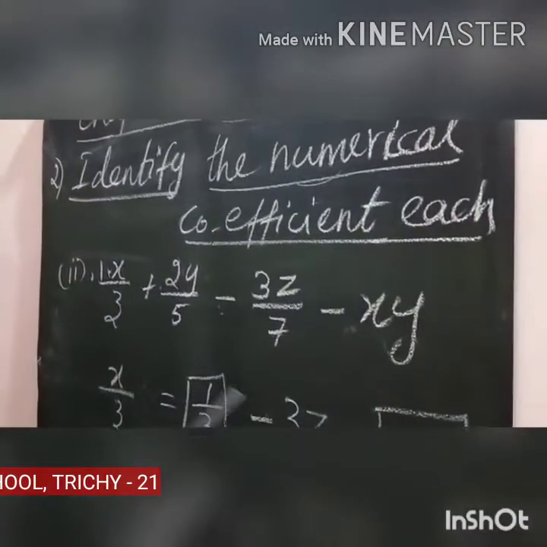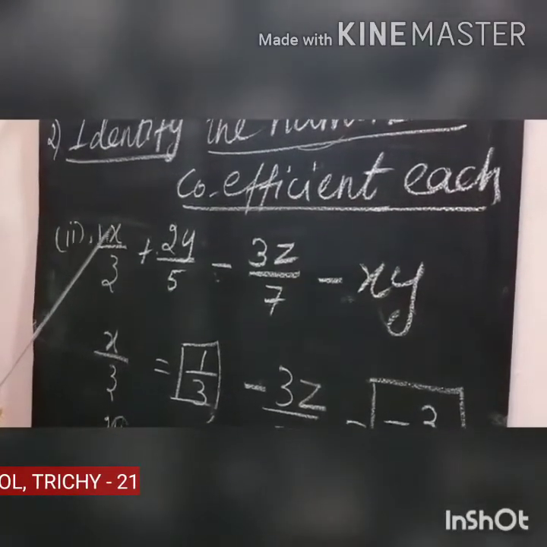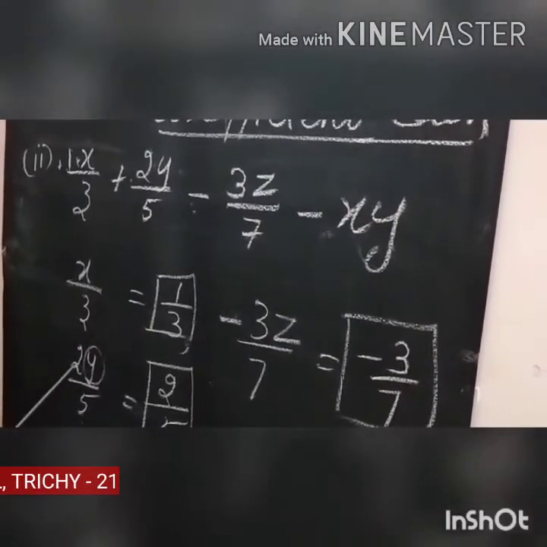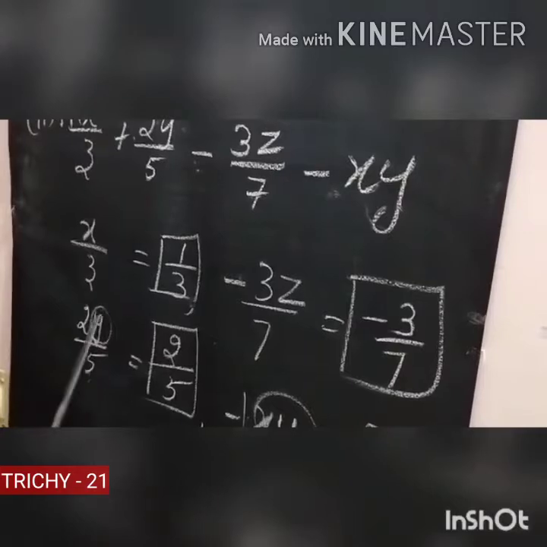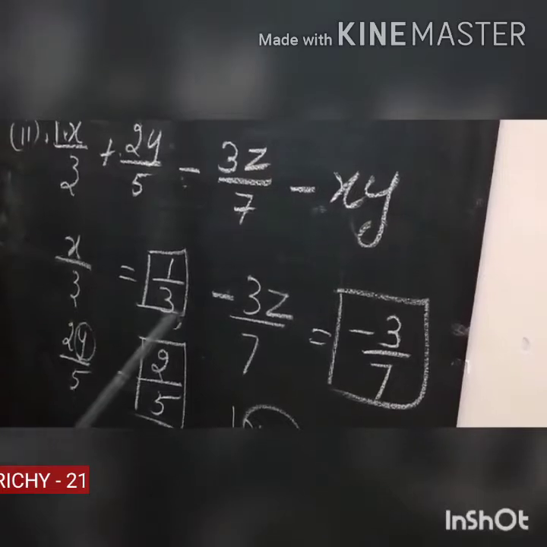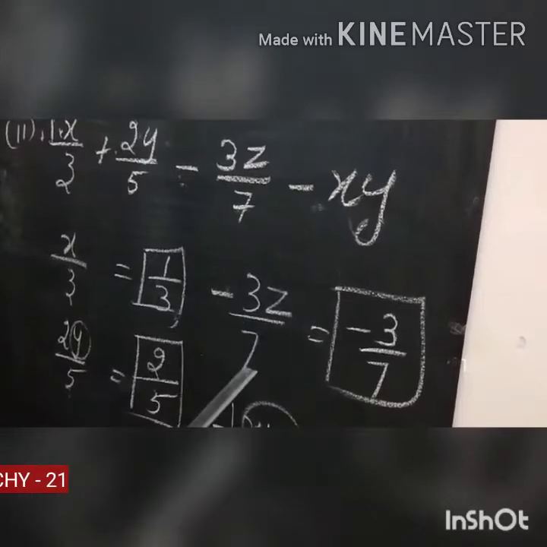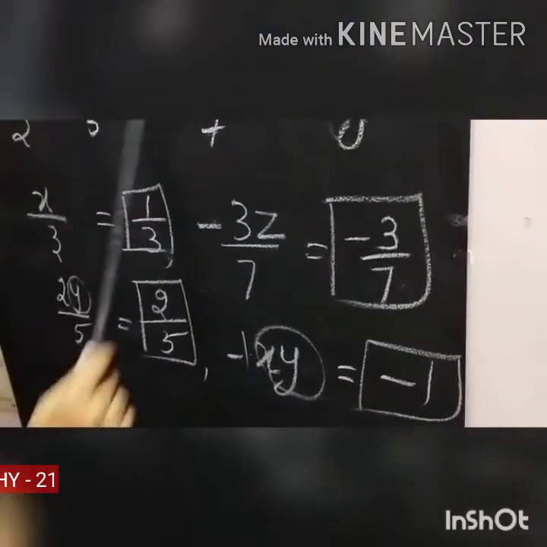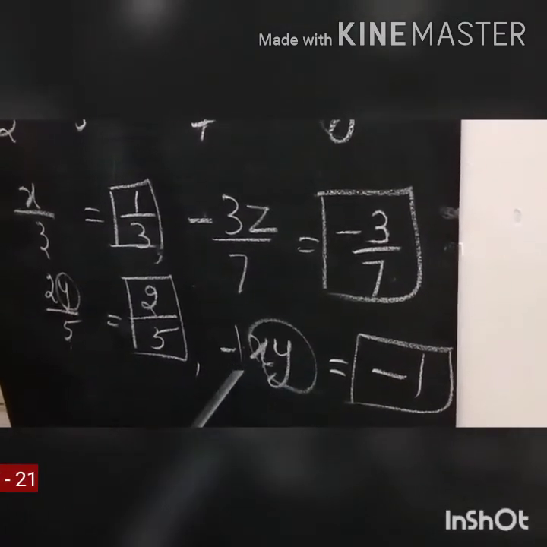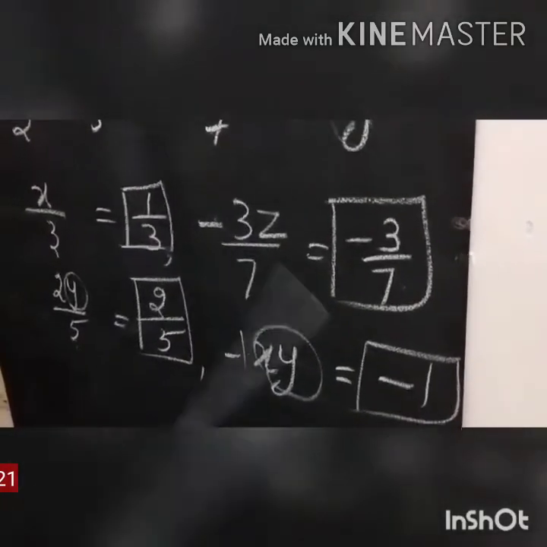Now listen, again I am telling. See the first one, x by 3. Before that x there is no number, that is understood 1. So the numerical coefficient is 1 by 3 here. Second one, 2y by 5. Except y we have 2 by 5. So 2 by 5 is the numerical coefficient. The third one, minus 3z by 7. Except z we have minus 3 by 7. So minus 3 by 7 is the numerical coefficient. The last one, minus xy. Before xy there is no number, means that is understood 1. So the numerical coefficient is minus 1. Is it clear now?